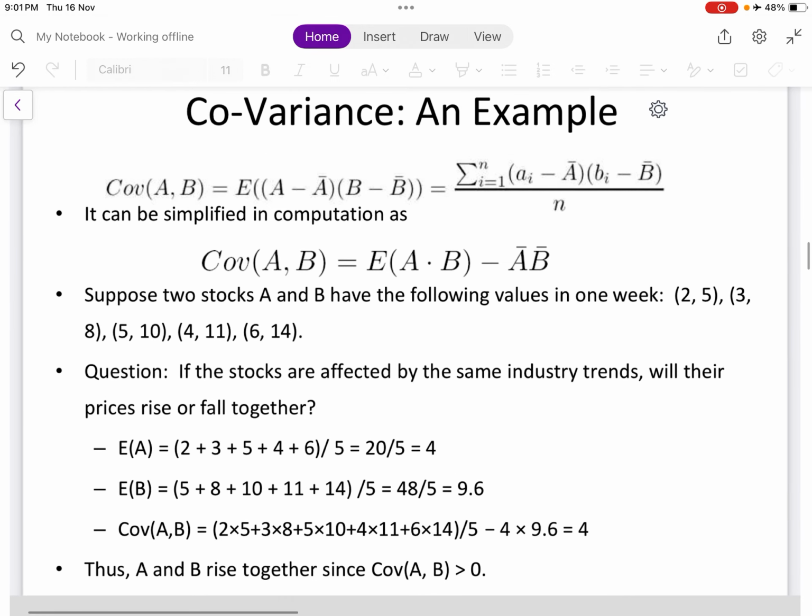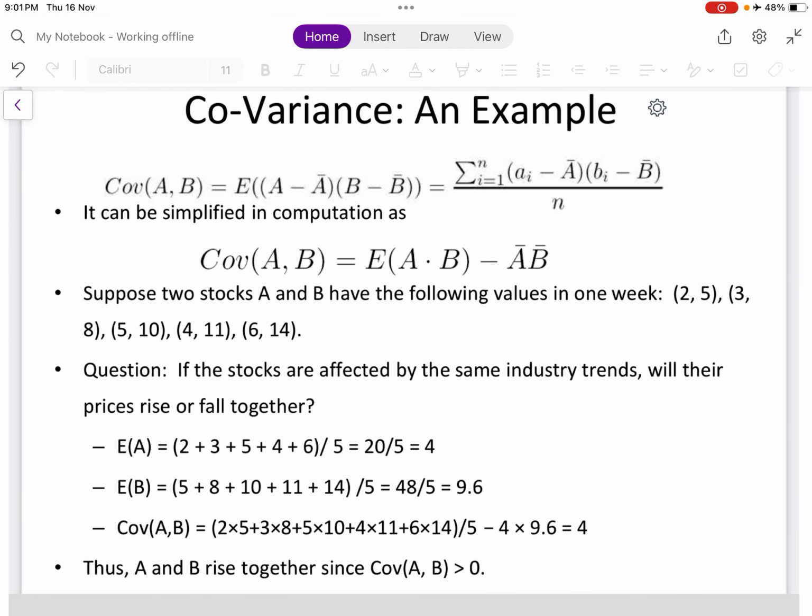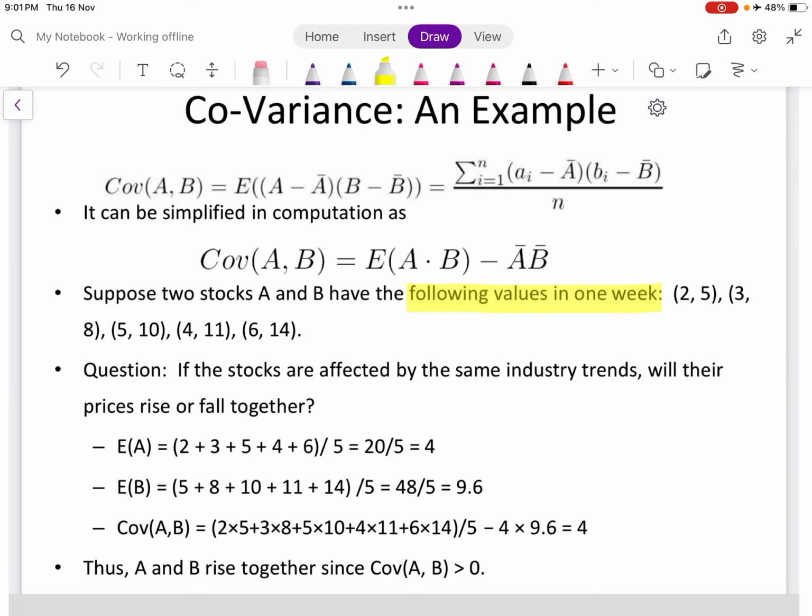to 0. So, an example of covariance. Suppose there are two stocks A and B that have the following values in 1 week. These are the values of the stocks in 1 week. Question: if all the stocks are affected by the same industry trends, will there be a price rise or a price fall? First we have to calculate E of A. How will you calculate E of A? We will only take the x coordinates.